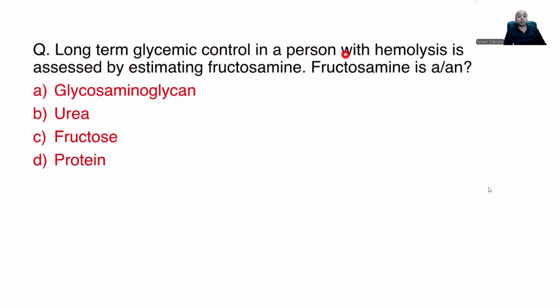Long-term glycemic control in a person with hemolysis is assessed by estimating fructosamine. Fructosamine is a glycosaminoglycan, urea, fructose, or a protein. What you have to remember here is that fructosamine is actually glycated albumin. It is the glycated albumin. So your answer here has to be protein.